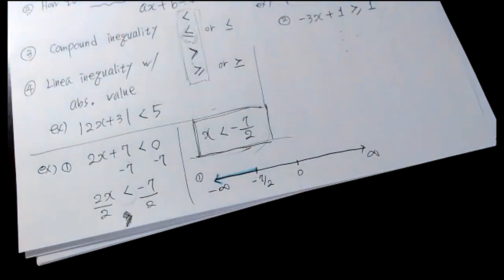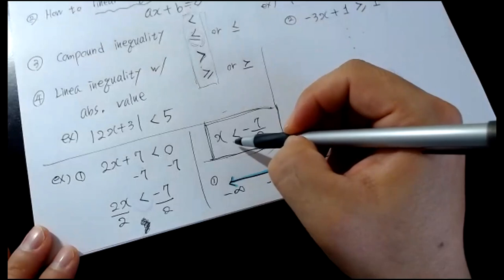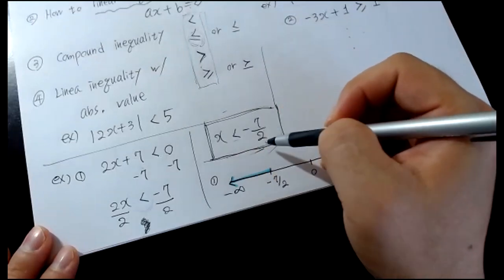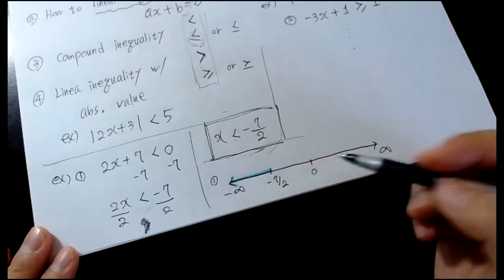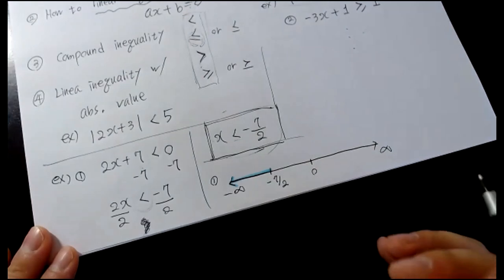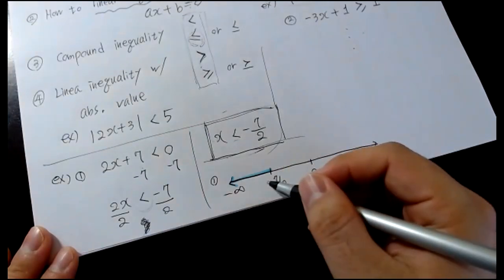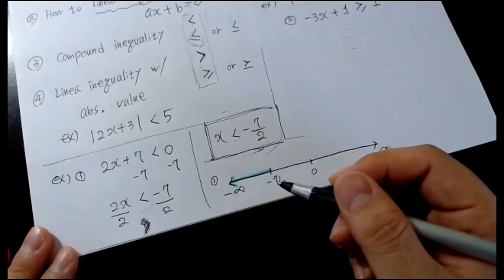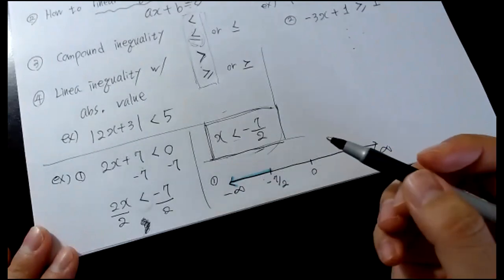But look at the inequality. There is no equal sign. So it means that x cannot be negative 7/2. Negative 7/2 cannot be an answer. It should be excluded. How can you express that here in mathematics? This was a problem, right? And the second problem is this.